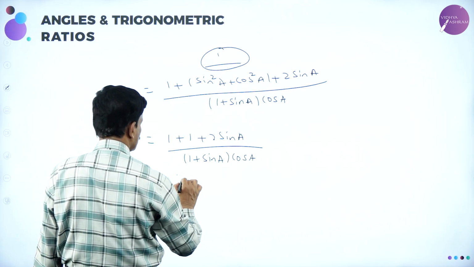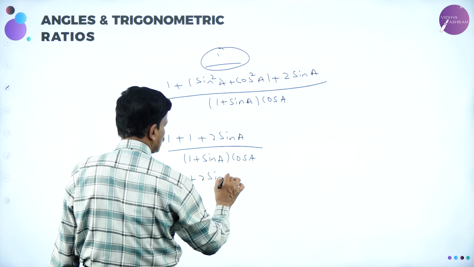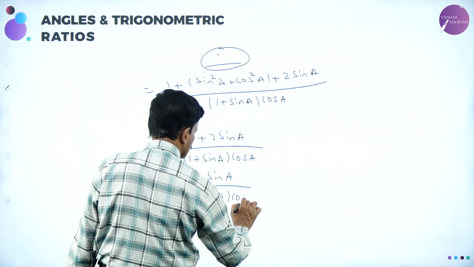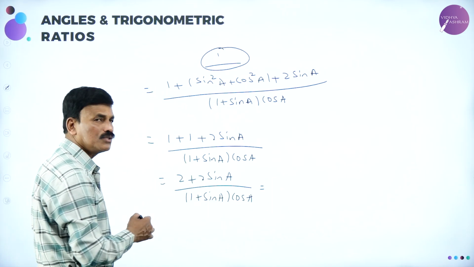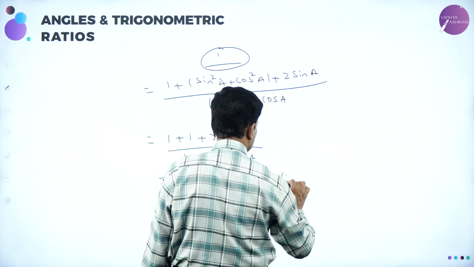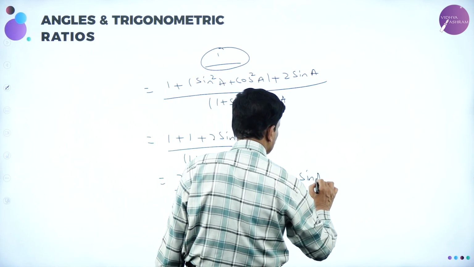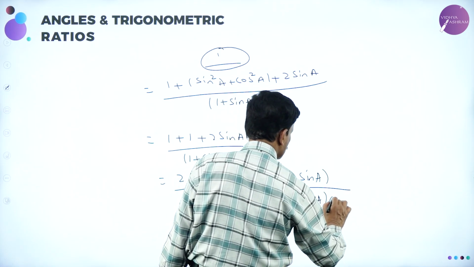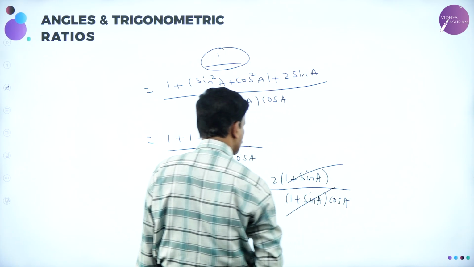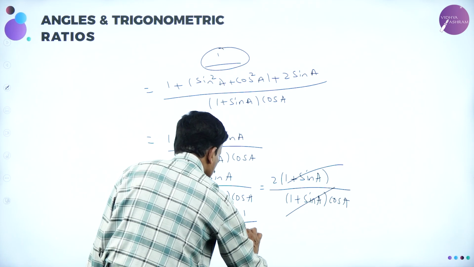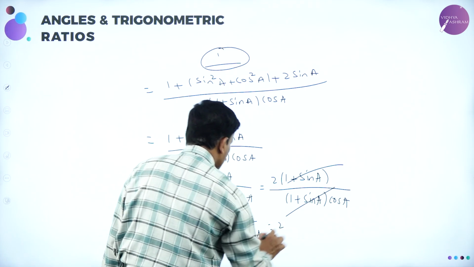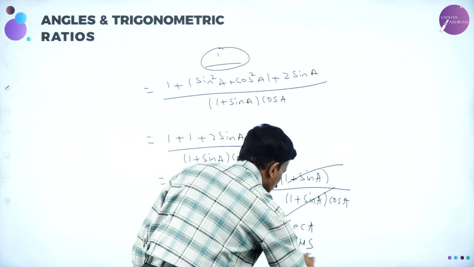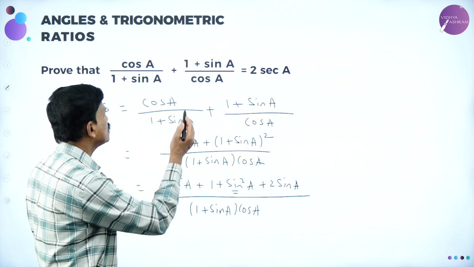Now, 1 plus 1 is equal to 2, plus 2 sin A, divided by 1 plus sin A into cos A, right. Now, you can take 2 common factor out: 2 into 1 plus sin A divided by 1 plus sin A into cos A. Here 1 plus sin A and 1 plus sin A get cancelled, 2 into 1 by cos A, that is equal to 1 by cos A, which is secant A, 2 secant A, which is the required RHS, that is it. What is the answer? 2 secant A.